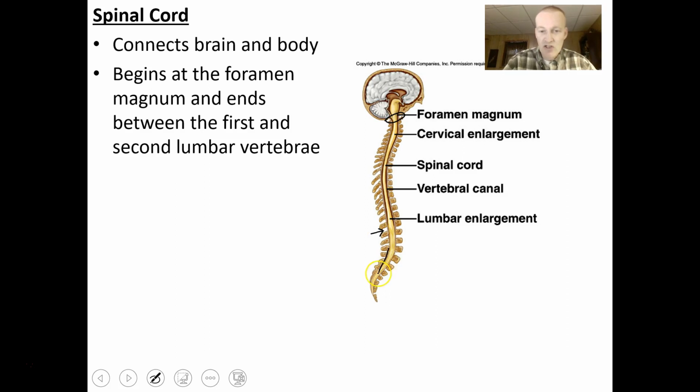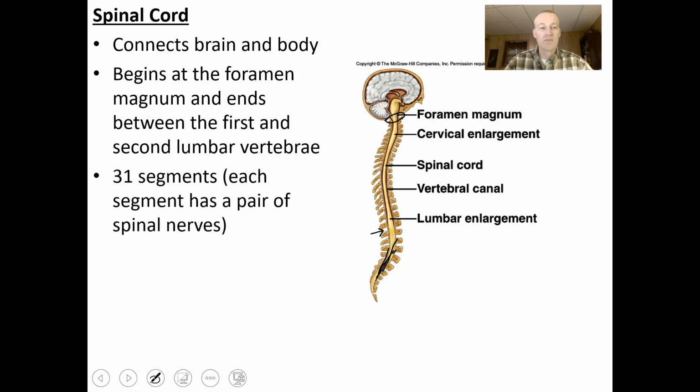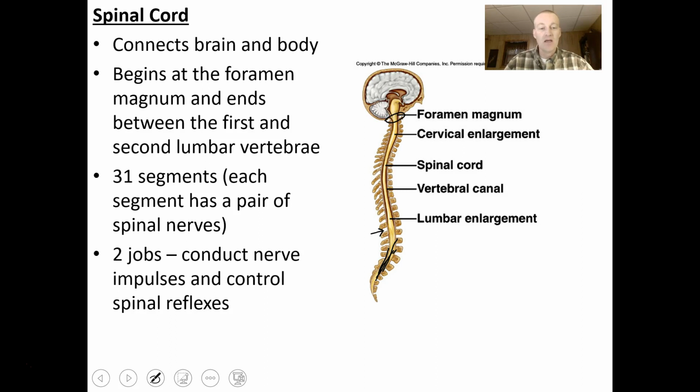Then there are extensions of it, little axons, nerves that come out and extend beyond where the spinal cord ends. There are 31 segments to the spinal cord. Each segment has a pair of spinal nerves that come out, and I'll show you a picture of that in the next slide. Two major jobs of the spinal cord are to conduct nerve impulses, the connection link between the brain and the body.